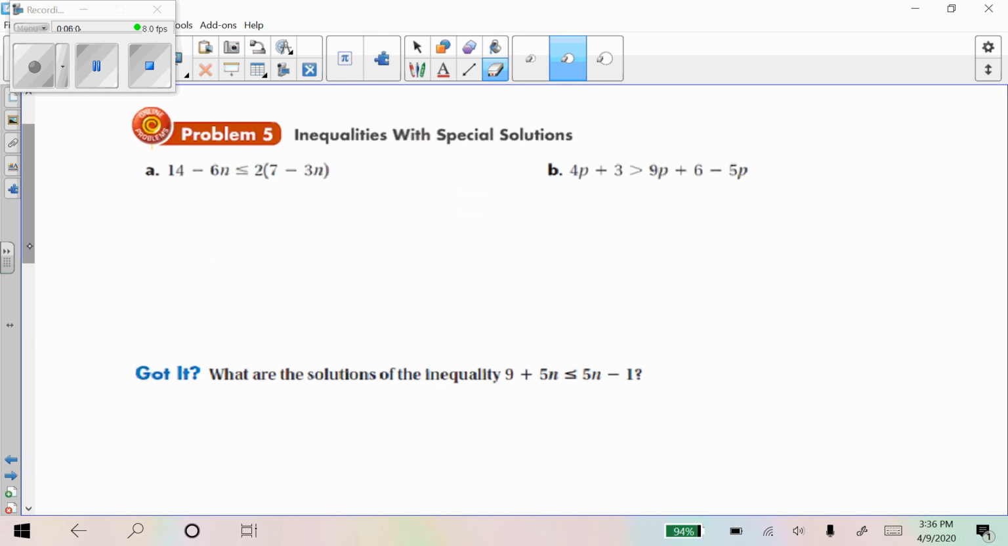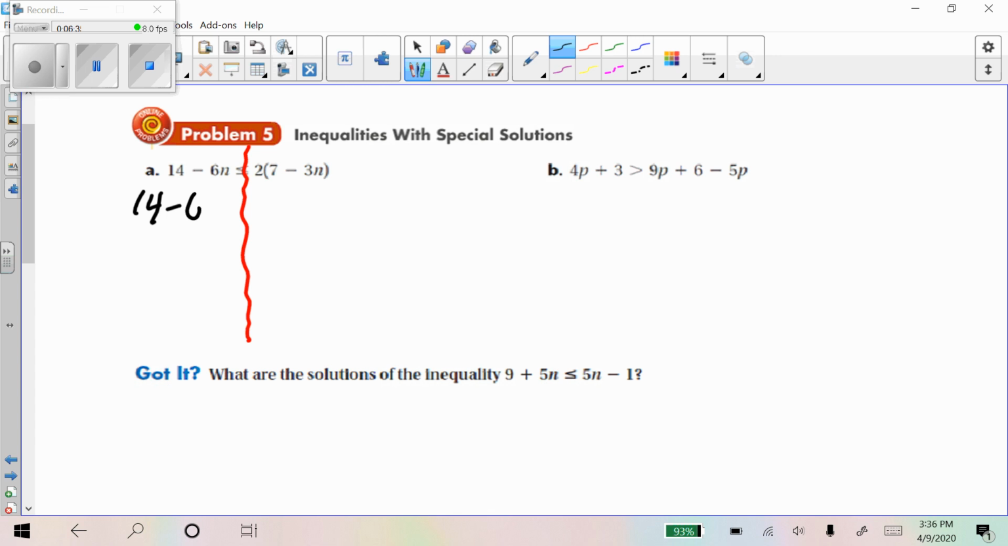Okay. Problem 5, inequalities with special solutions. Let's just see what happens here. I'm kind of curious why they're saying that it's special solutions. Who knows, huh? But we'll find out. So draw your line. And so let's see, what do I want to do here? I better get rid of those parentheses.